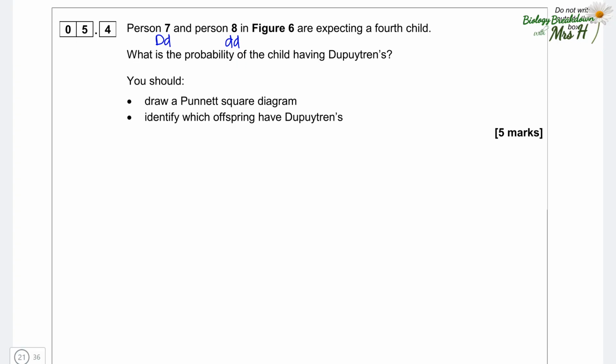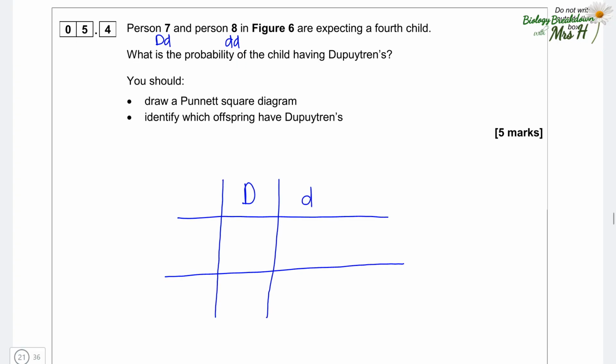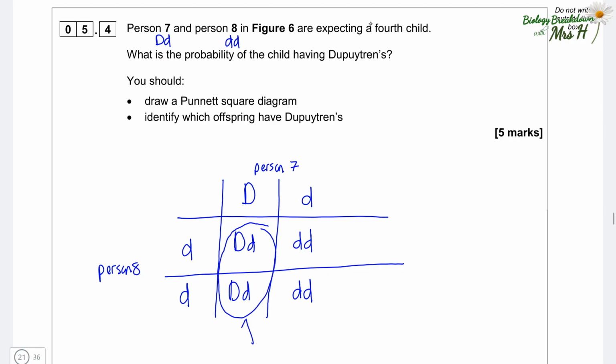Pop them into a Punnett square. Person 7, big D, little d, these are the gametes. Person 8, little d, little d. Pop your offspring in there: big D, little d, little d, little d, big D, little d, little d, little d. And we can circle, show the examiner that we know which offspring will be affected.